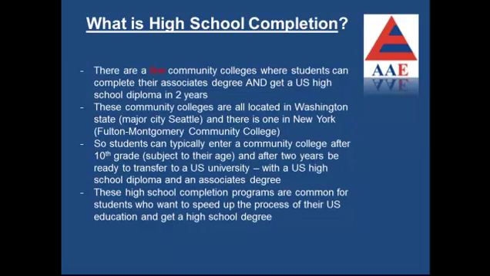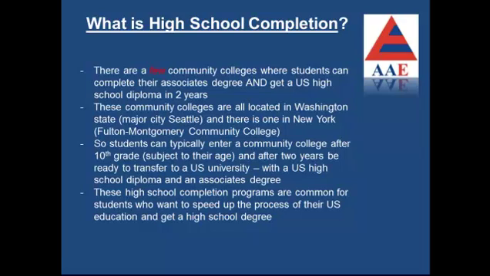And what is that? Well, you go to the community college and you study for 2 years, just like you normally would. After the 2 years, you get a U.S. high school diploma and you get an associate's degree. So at the end of year 12, you will have both these things. So it really speeds up the process for you.